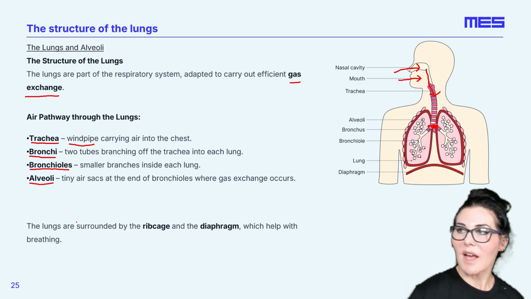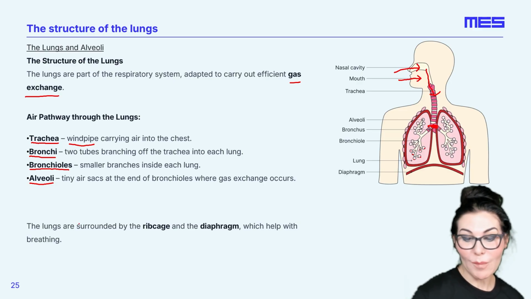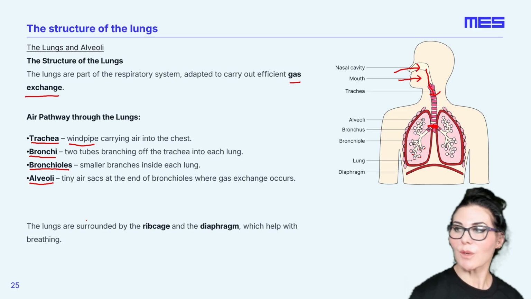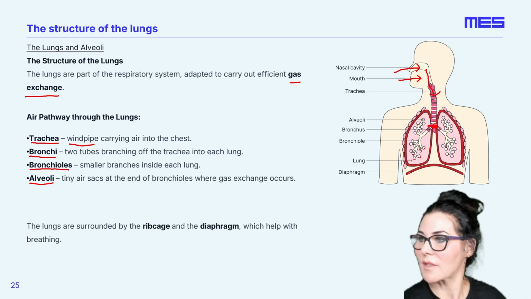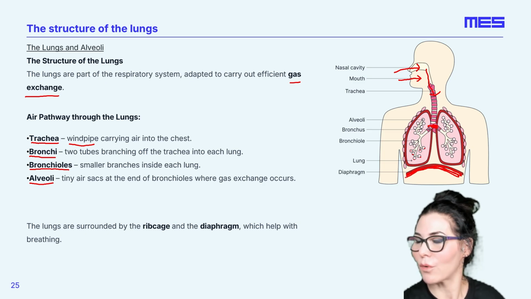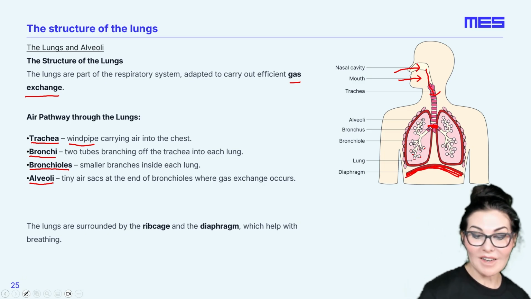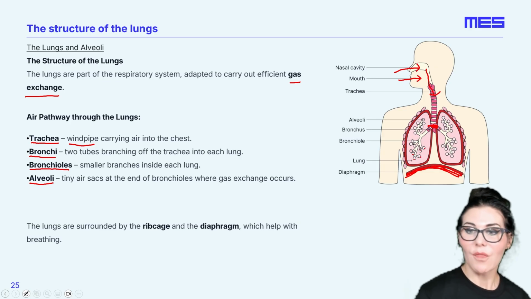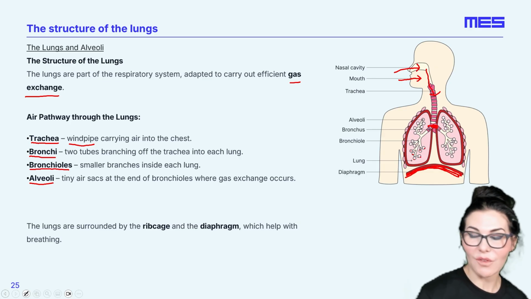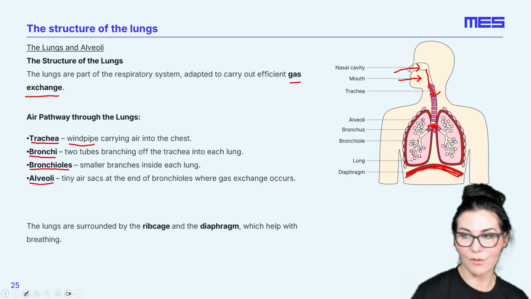The lungs themselves are surrounded by the rib cage, which are your bones, and there are muscles between the ribs, and you also have a muscle at the base of the chest cavity called the diaphragm, and this is a very, very important muscle needed when we ventilate. That's when we breathe in and out. The ribs are obviously a protective cage, but they are also involved in ventilation, both very important for that process.